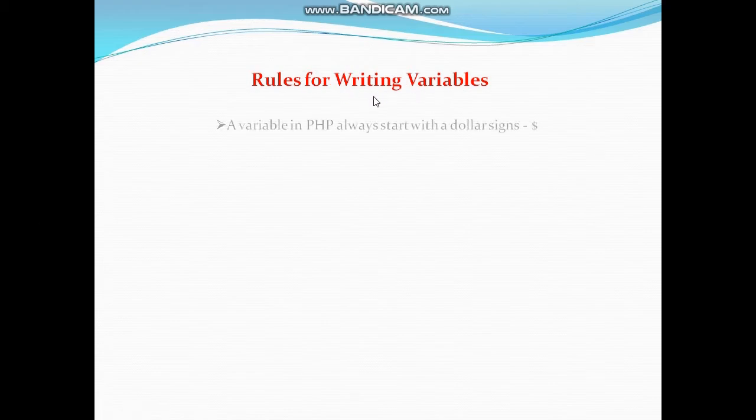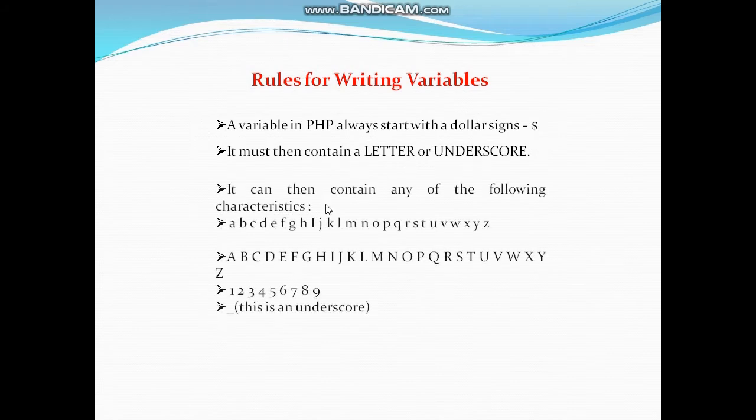So the first rule is that a variable in PHP always starts with a dollar sign, meaning any variable declaration must start with the dollar symbol. The next point is that it must contain a letter or an underscore. So after this dollar symbol, it must be either a letter or an underscore. You can see in these examples, you can have lowercase letters, uppercase letters, numbers 1 to 9, and the underscore.